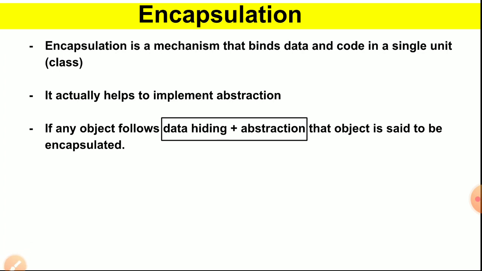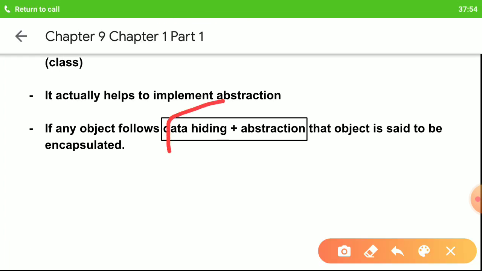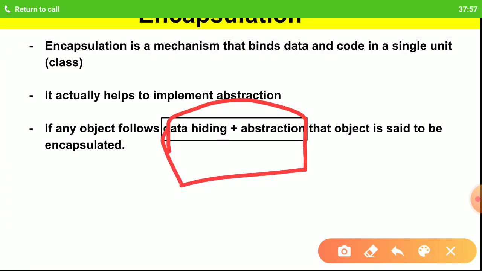Now I told you that there is a relation between abstraction and encapsulation. You can think of it like this: abstraction is implemented through encapsulation. So encapsulation means data hiding plus abstraction. So what is data hiding? Data hiding is the part of abstraction. As I discussed earlier, you are hiding something and you are showing something, isn't it? So hiding part and showing part, right?